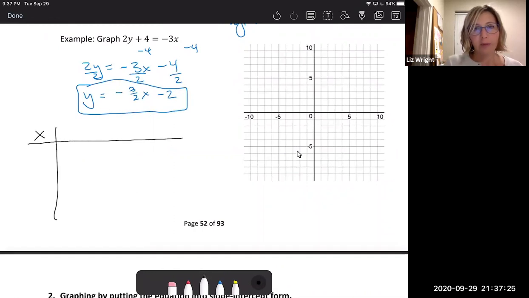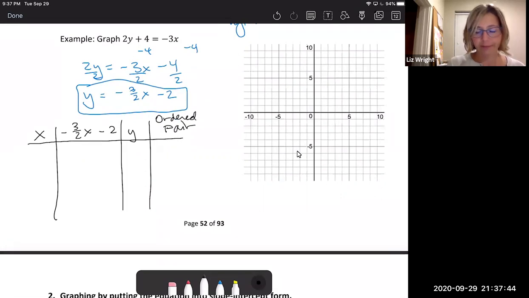So the first column is going to be my x values. The next column is going to be my equation. The third column is going to be the y's. And the fourth column is going to be our ordered pair that then we're going to go and graph.